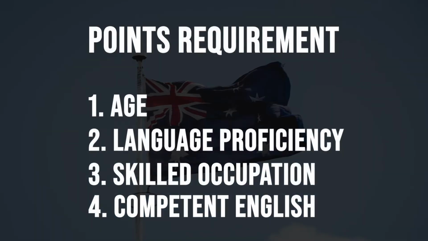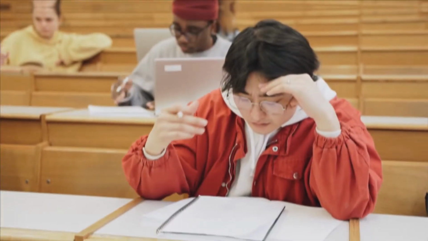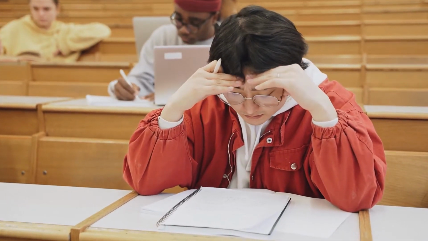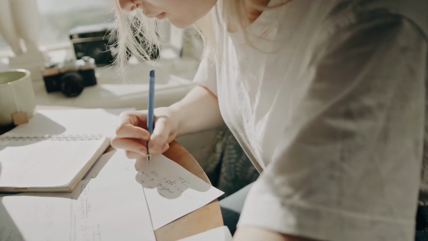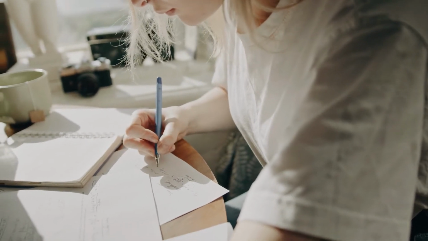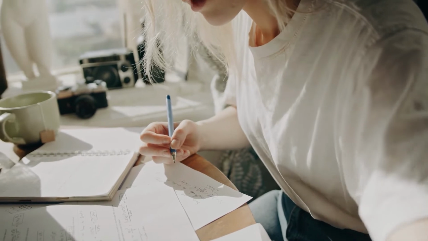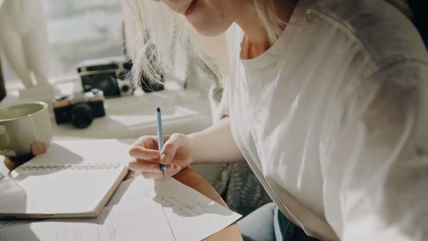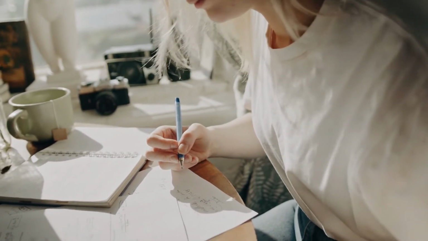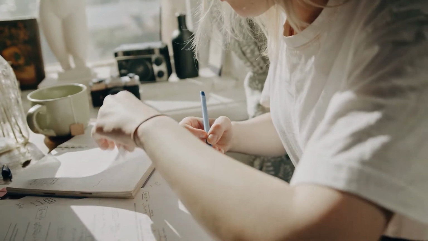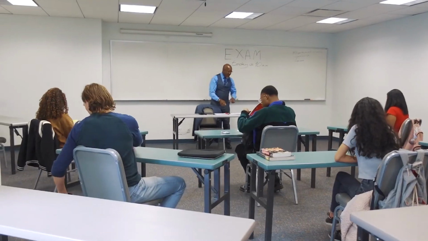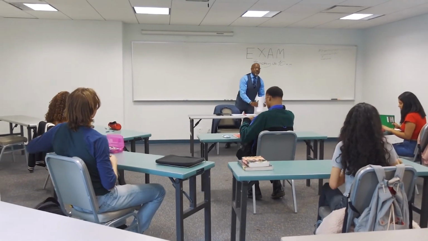Competent English. A score of 8 bands in the exam can give you a maximum of 20 points. However, the Australian immigration authorities allow applicants to take any of the English proficiency tests such as International English Language Testing System, Pearson Test of English as a foreign language, etc. You can try for the required score in any of these tests.